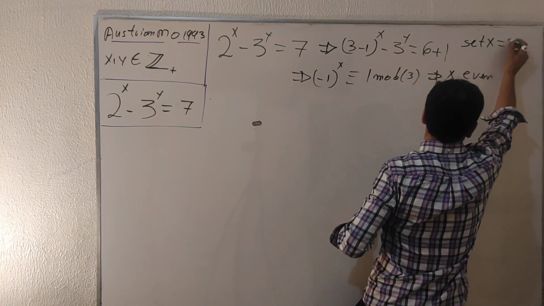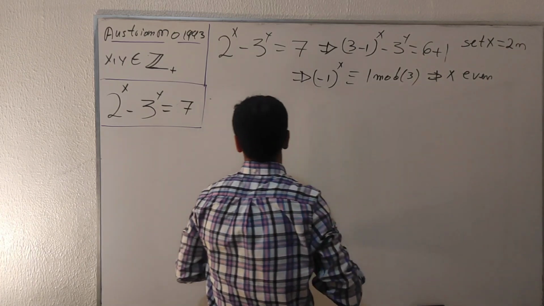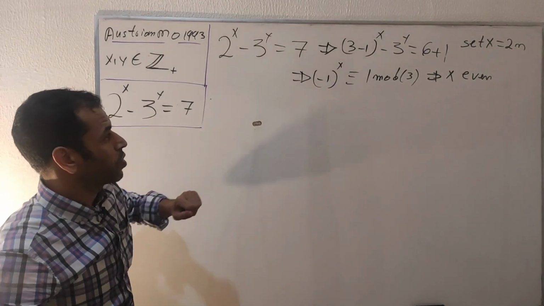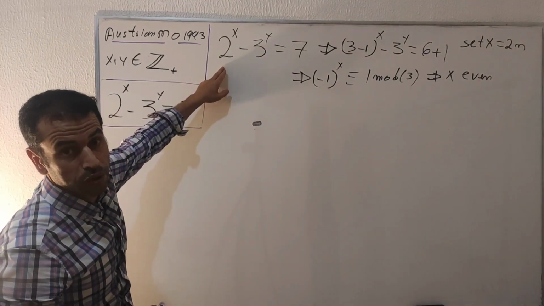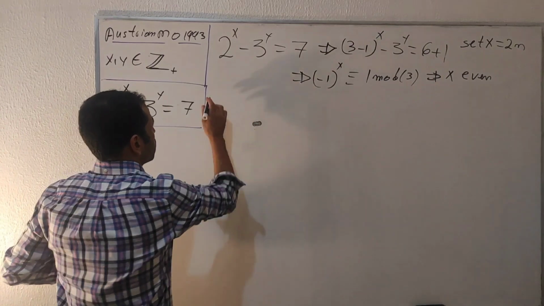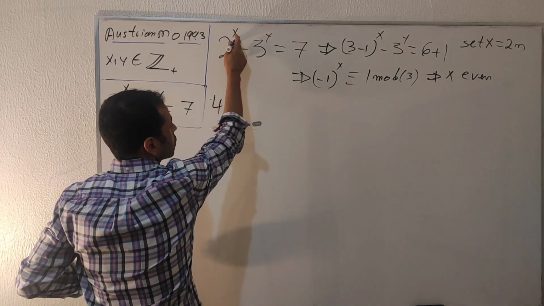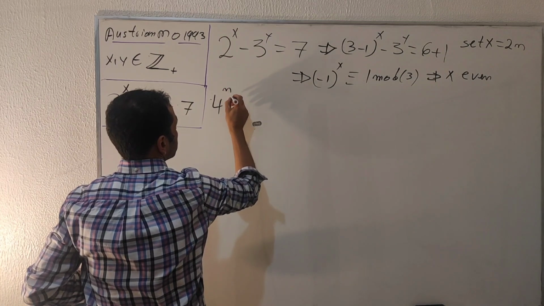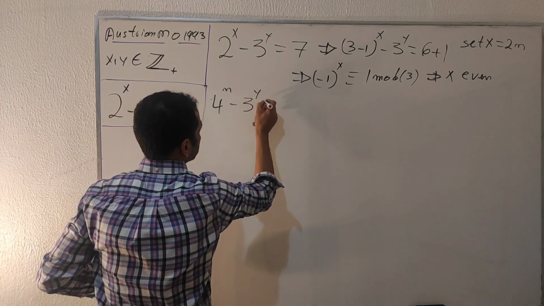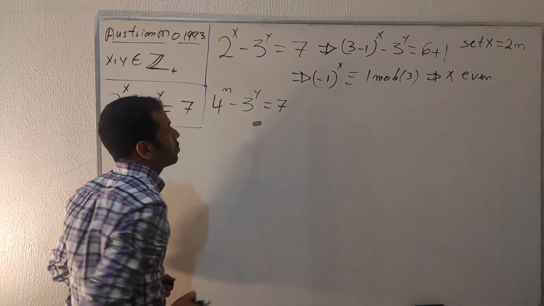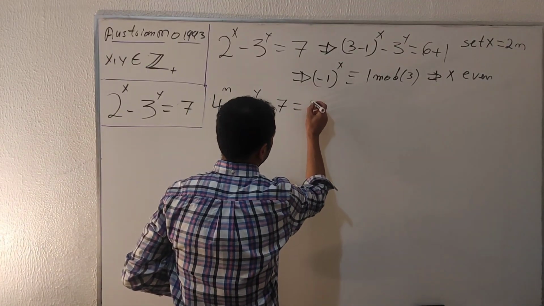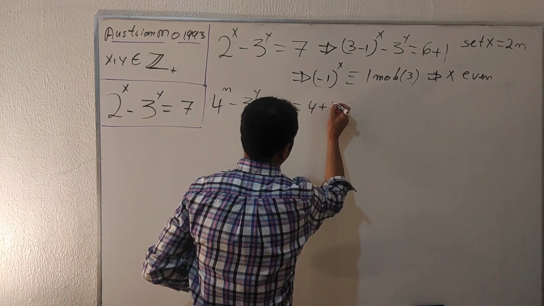So if x is even, let's set x equal to 2n. We know that x is even now, so I'm simply going to take this value of x and plug it into the equation. As I'm replacing x with 2n, I get 4 to the n minus 3 to the y equals 7. Actually, I'm going to split the 7 into two terms: 7 equals 4 plus 3.